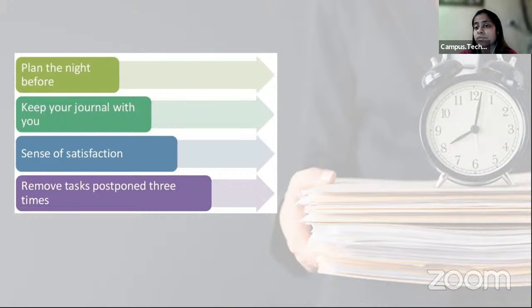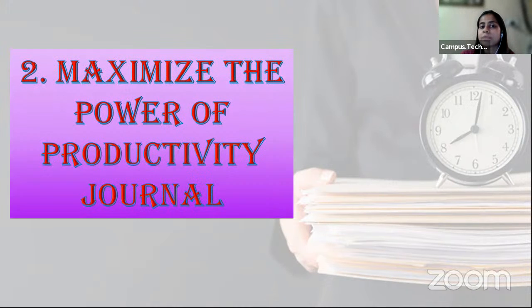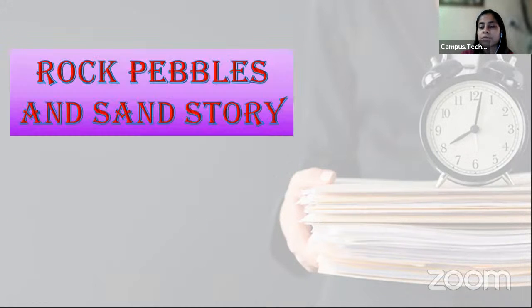Not in terms of the task assigned, but in terms of the quality of work which you were supposed to do. Don't go with the quantity, you have to check the quality first. So by doing these things, you can maximize the power of your productive journal. Now here we will be studying how to maximize productivity.